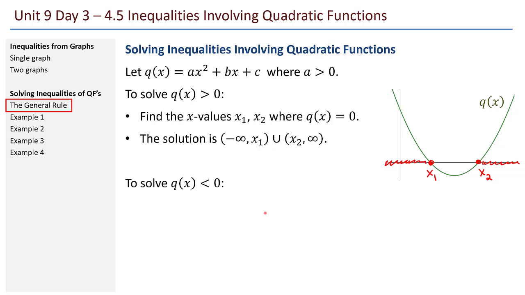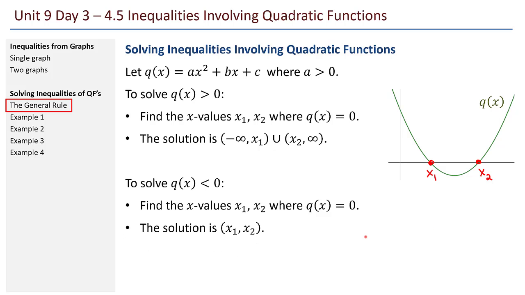Now, to solve q of x is less than 0, we do the same thing, basically. Find the x values, x1 and x2, where q of x equals 0. But now, the solution is the interval between x1 and x2. Those are the x values that make the parabola lie below the x-axis.